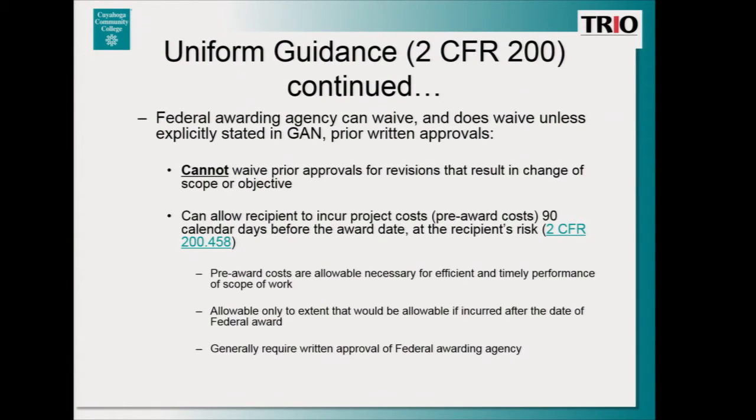Pre-award costs are allowable and necessary for efficient and timely performance of the scope of work. They're allowable only to the extent that they're allowable if incurred at the date of the federal award. So if they're not allowable under regular federal award standards, they wouldn't be allowed as pre-award costs. But generally, they require written approval of the federal awarding agency, or in this situation, the United States Department of Education.